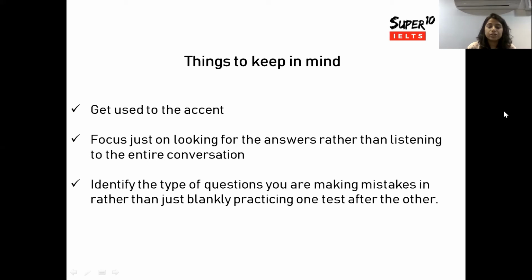And that's why you should just focus on looking for the answers rather than listening to the entire conversation, because what happens is you get lost completely, and once you're lost then all of your answers get skipped.